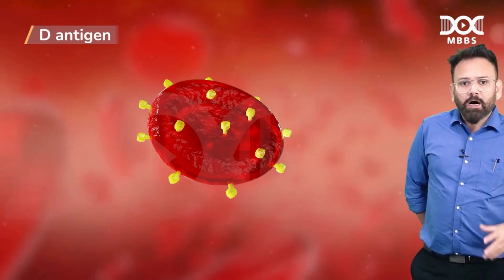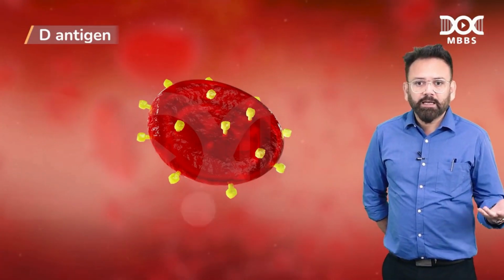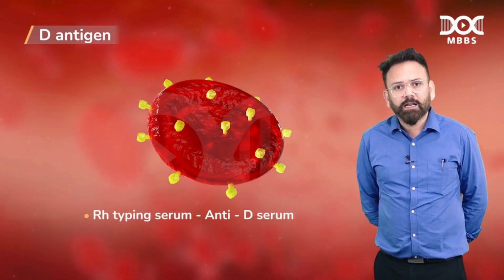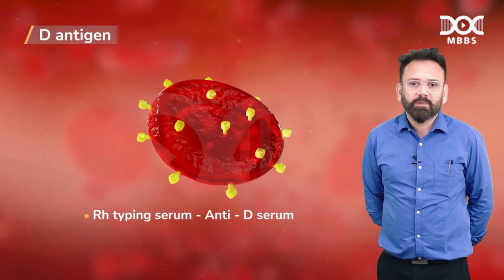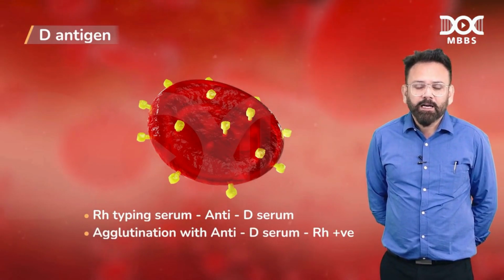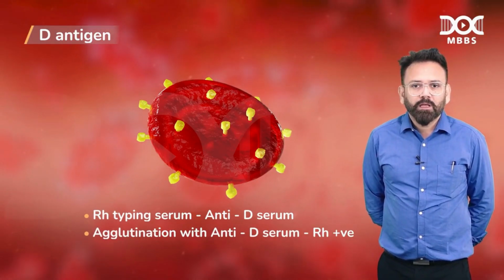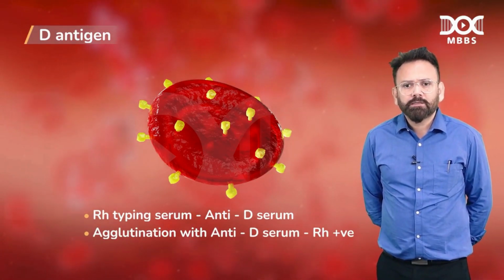Okay. So Rh typing serum, usually we say anti-D serum. In Rh typing we are taking only anti-D serum. If it reacts to anti-D, it means I am Rh positive. If it does not, it means I am Rh negative.